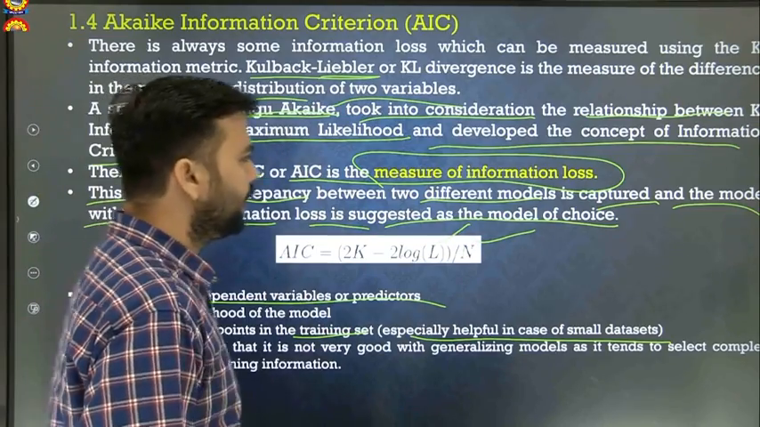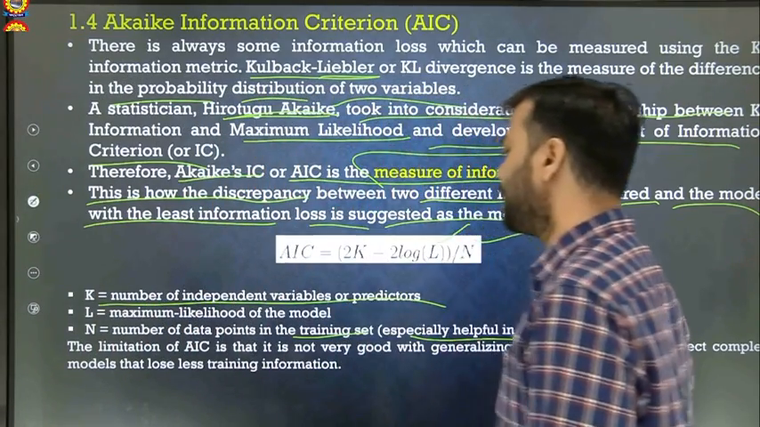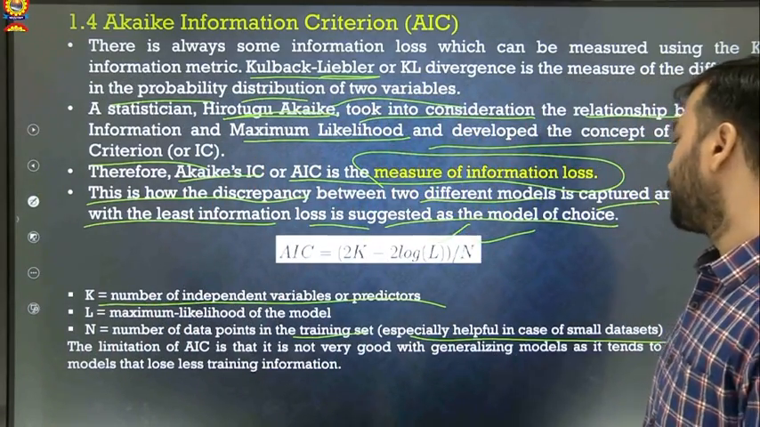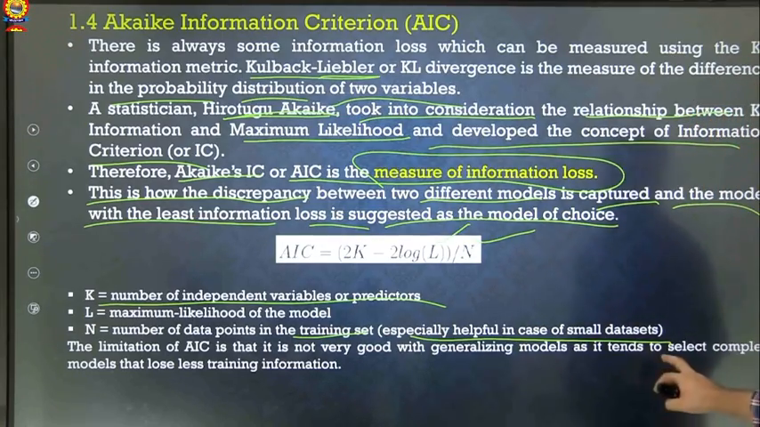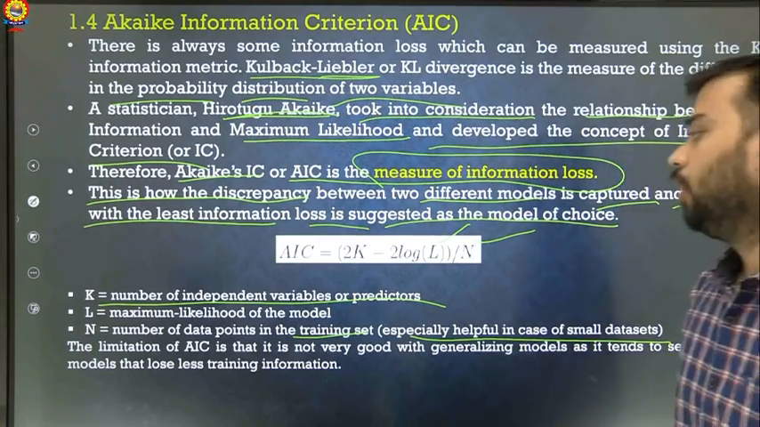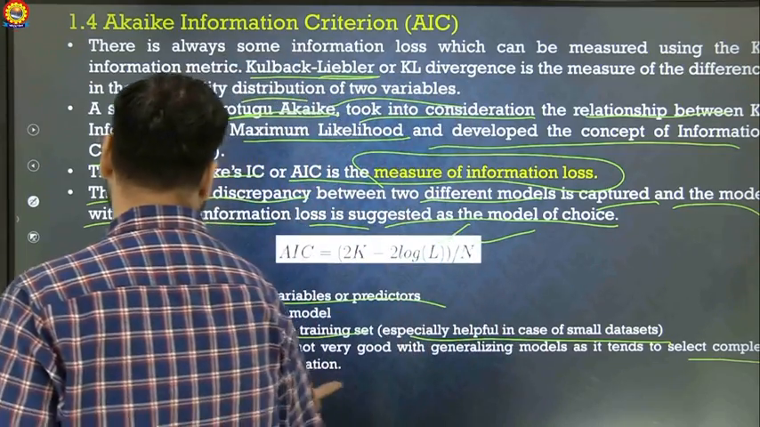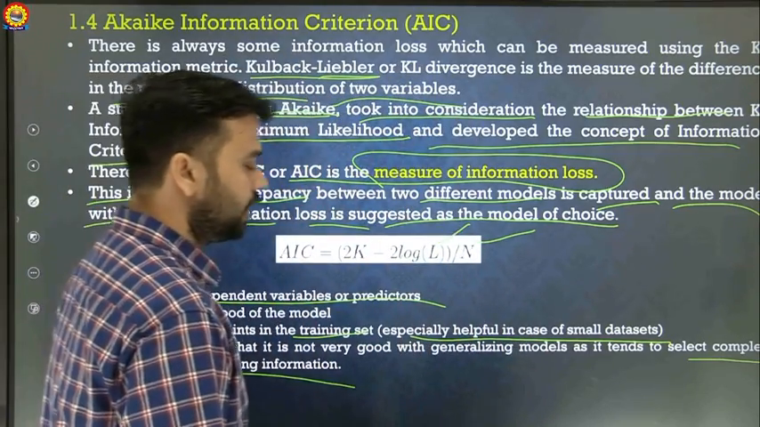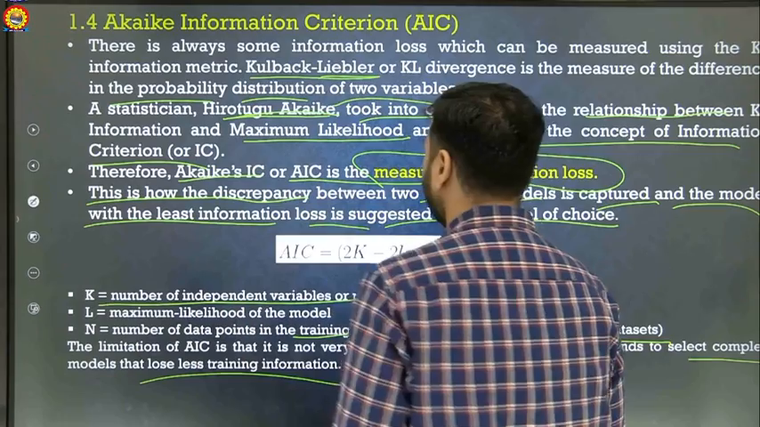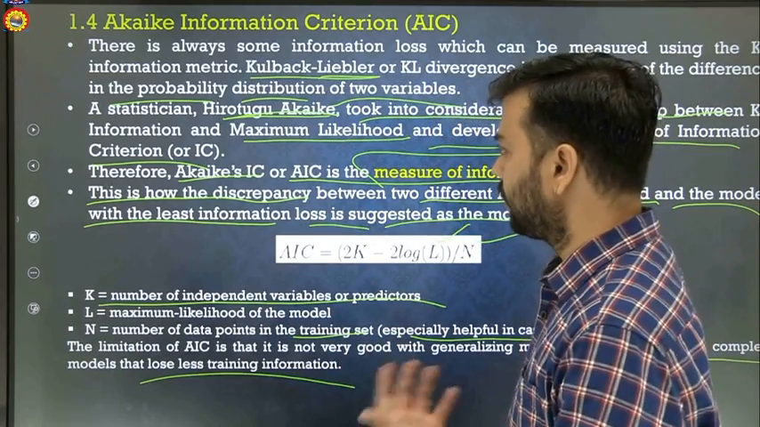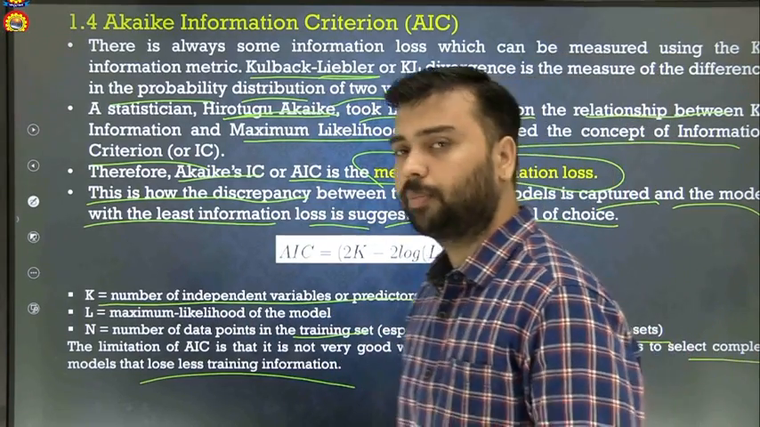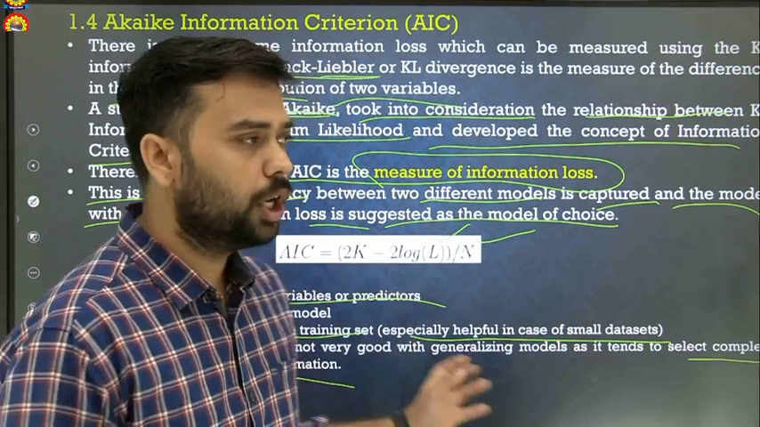So what is the limitation? The limitation of AIC is that it is not very good with generalized models, as it tends to select the complex model that loses less training information. So it is not useful for generalized information, because it selects on the sample data and considers the information loss. Sometimes it is not good for a huge amount of data.